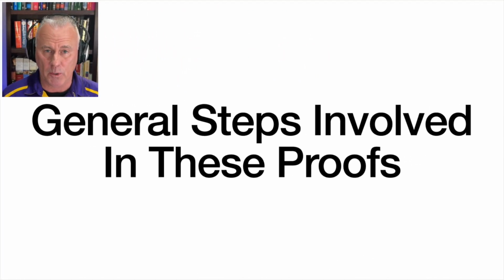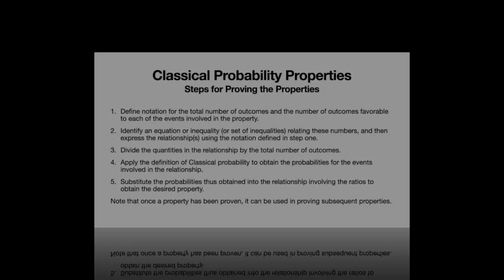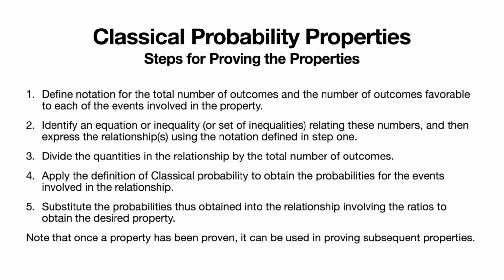Now that we've gone through these proofs, let's look at the general steps that we've gone through in doing each of the proofs. Step 1 was to define notation for the total number of outcomes and the number of outcomes favorable to each of the events involved in the property. The second step was to identify an equation or inequality or set of inequalities relating these numbers and then express the relationships using the notation defined in step 1.